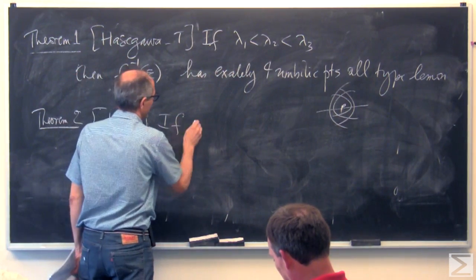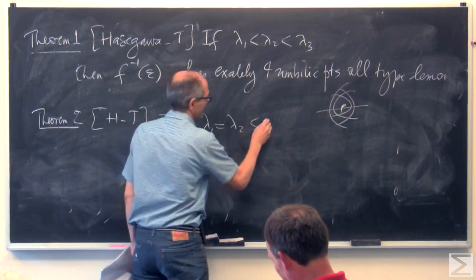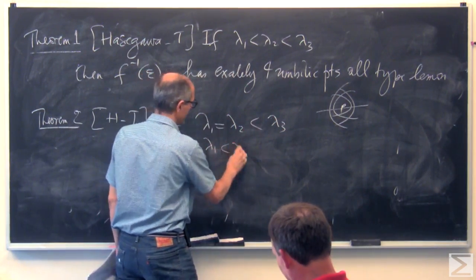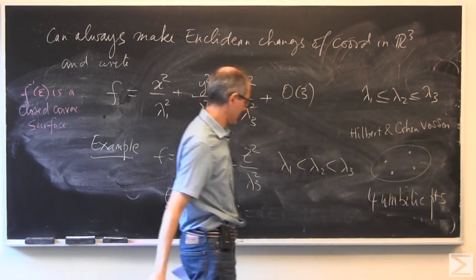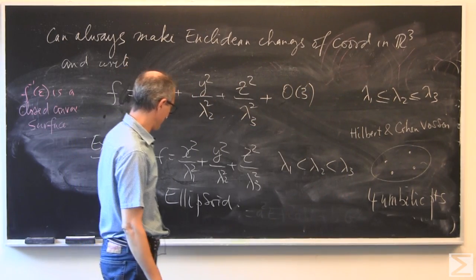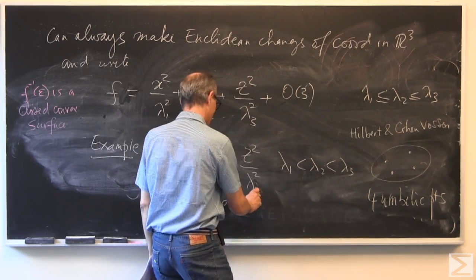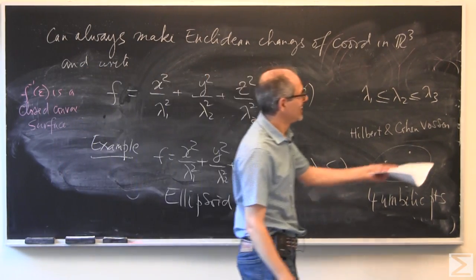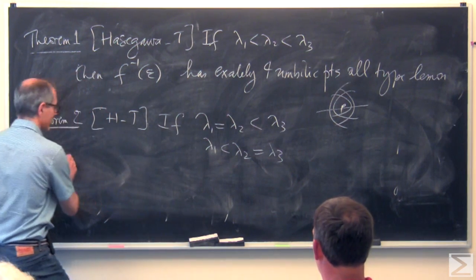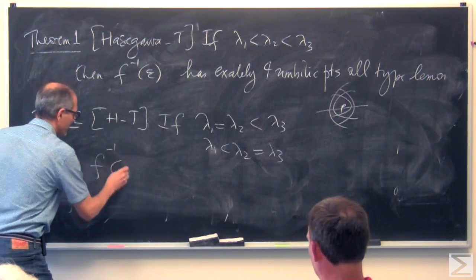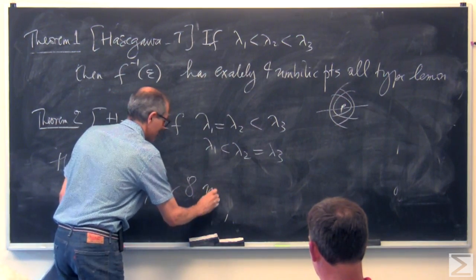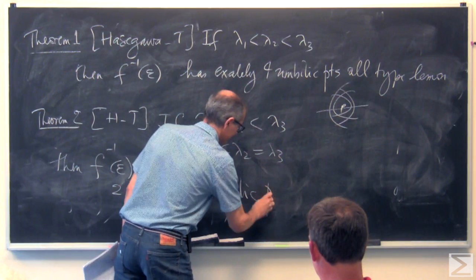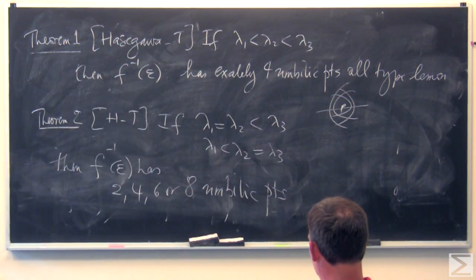And the second, we relax a bit the same thing. If lambda 1 is equal to lambda 3, or lambda 1 less than lambda 2, lambda 2 of these eigenvalues, the square root of one of the eigenvalues of the Hessian. If these satisfy this, then f minus 1 of epsilon has 2, 4, 6, or 8 umbilic points. So at least in these two cases, when surfaces are convex, the character of their conjecture is true.